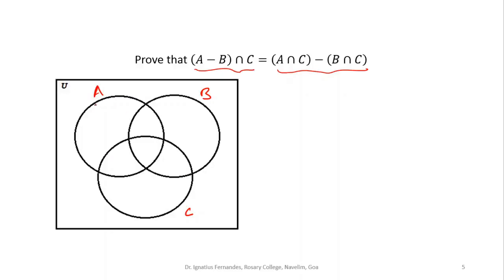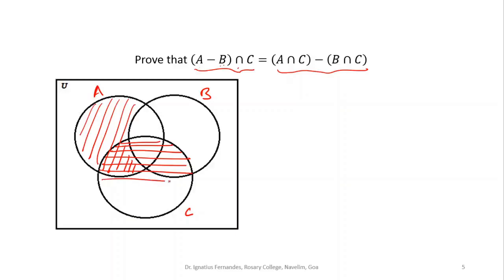A minus B are the elements which are in A but not in B, by definition. A minus B is all those elements of A which are not in B, and these are the elements we know. So we have to take the intersection of A minus B and C. Where is C? C is this side. So A minus B is these lines and C is these horizontal lines.